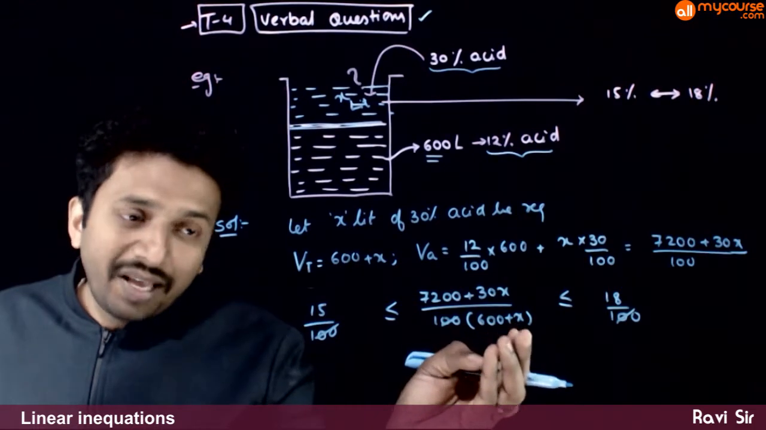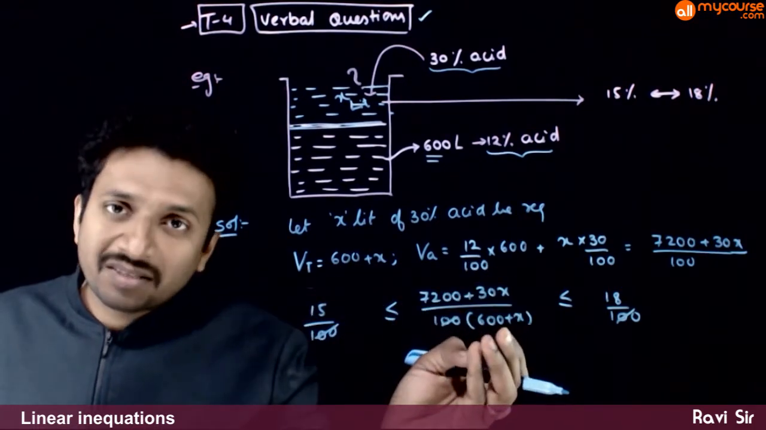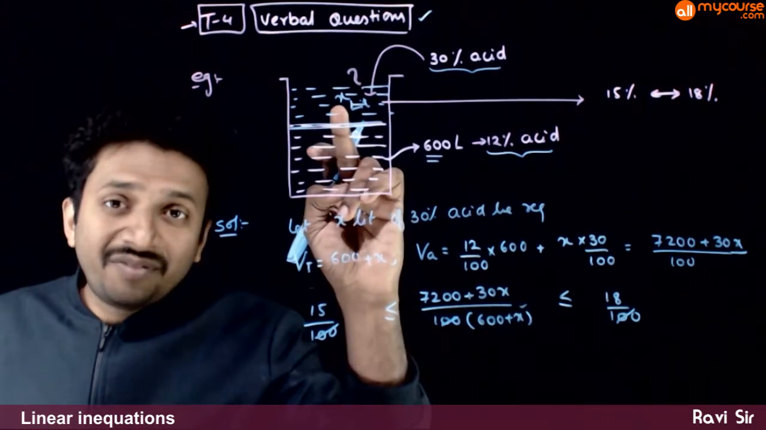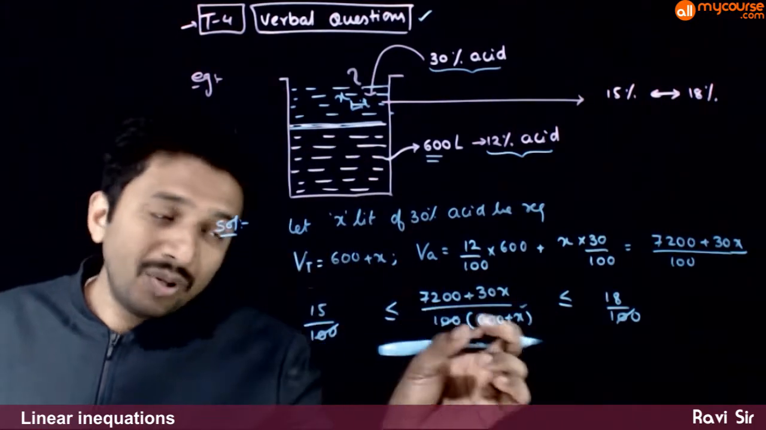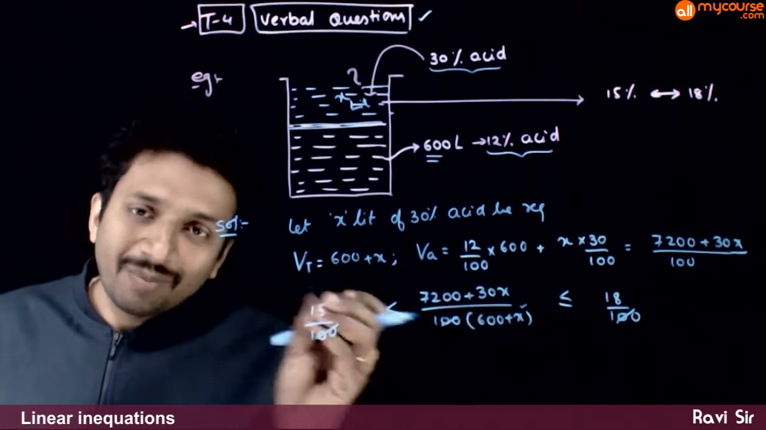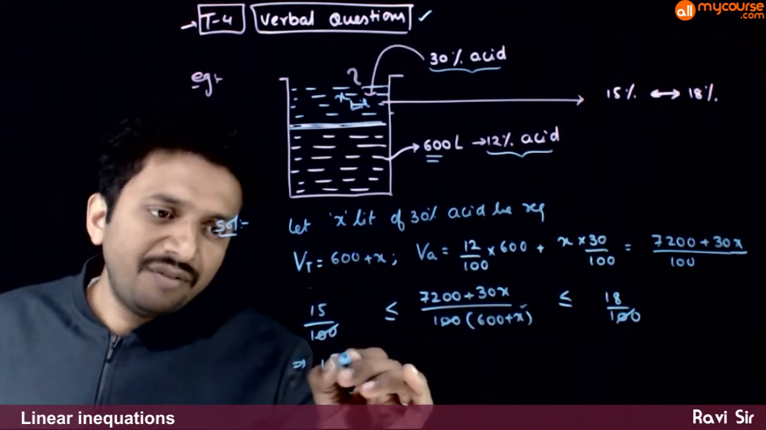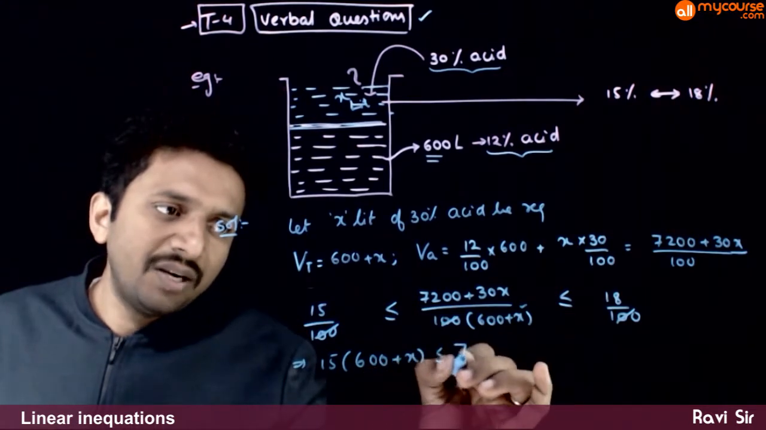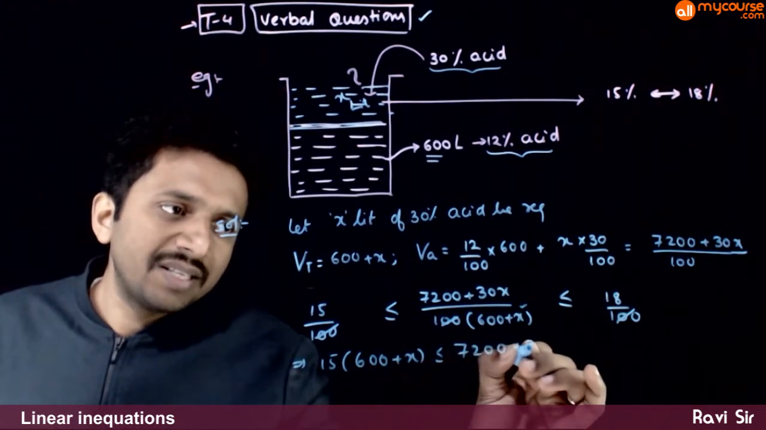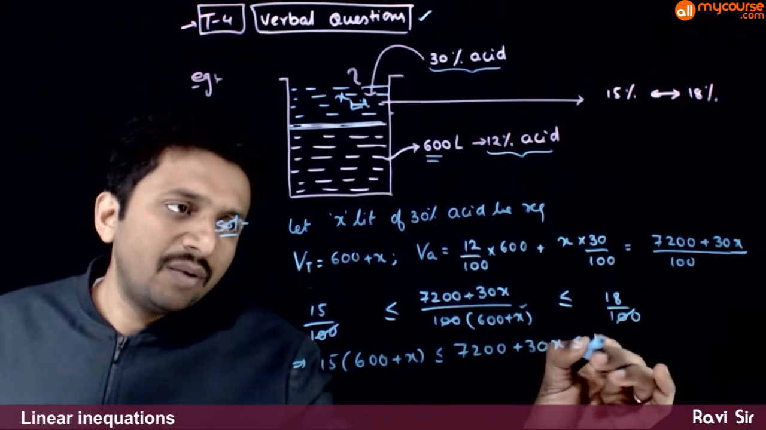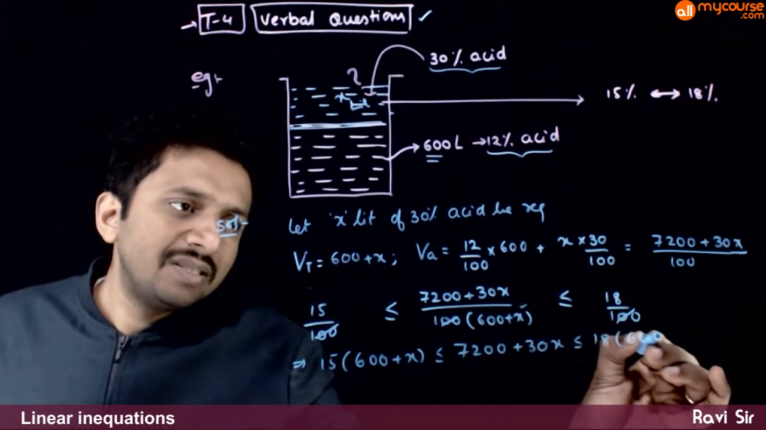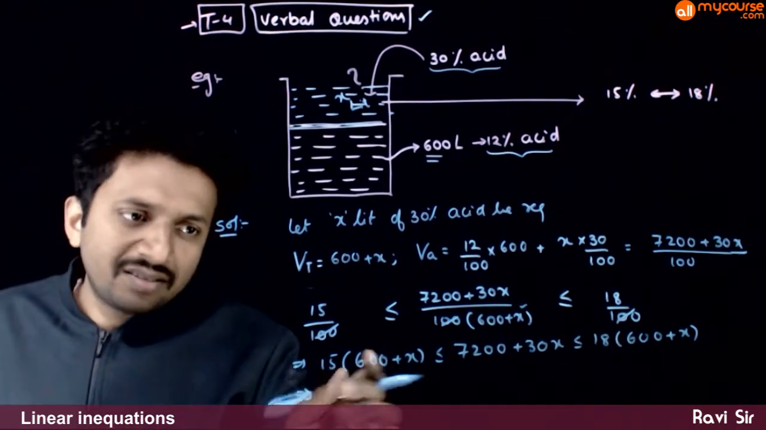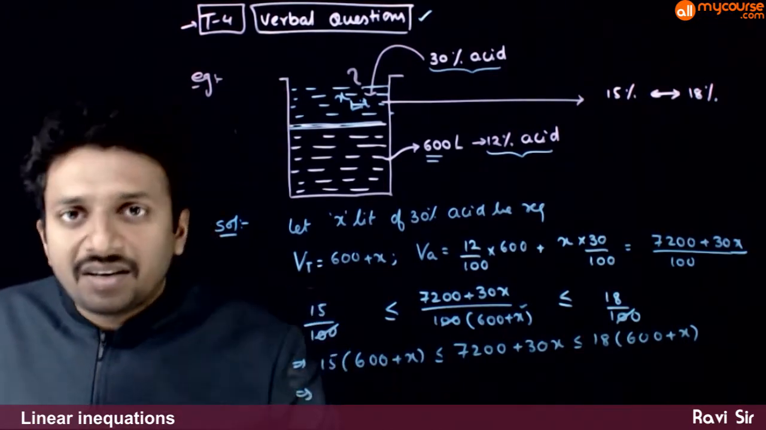So I'll multiply both sides with 600 plus x. We know that 600 plus x is a positive number because this is a physical situation where x is positive. I know that x is positive, so I can multiply this. This implies 15 times (600 plus x) is less than or equal to 7200 plus 30x, which is less than or equal to 18 times (600 plus x). So this implies 15 times 600.